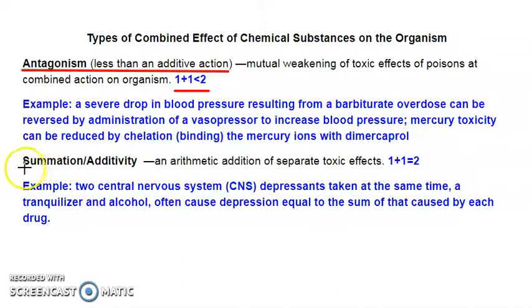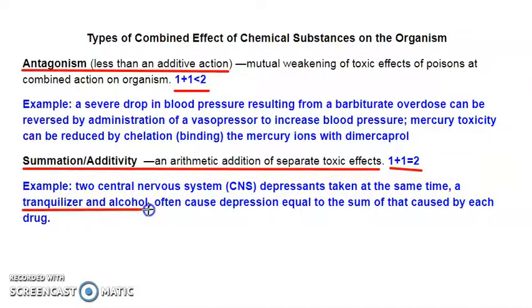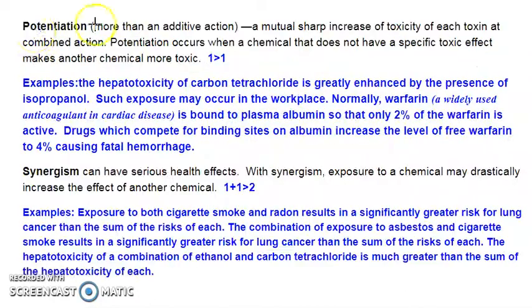The next type of combined effect is summation, or additivity: an arithmetic addition of separate toxic effects. 1 + 1 = 2. Example: two central nervous system depressants taken at the same time, a tranquilizer and alcohol, often cause depression equal to the sum of that caused by each drug.